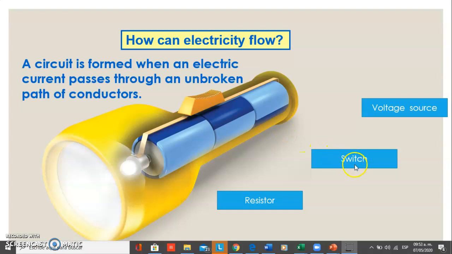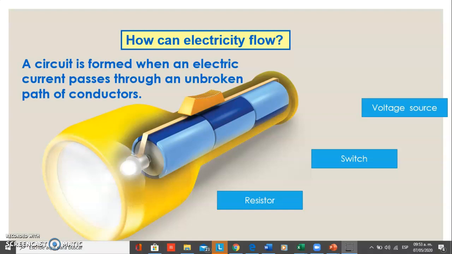Now, a circuit is formed as well by a switch. What is a switch? Where can you find a switch in this picture? Yes, a switch is a device that can open or close the path. Puede abrir o cerrar el circuito.